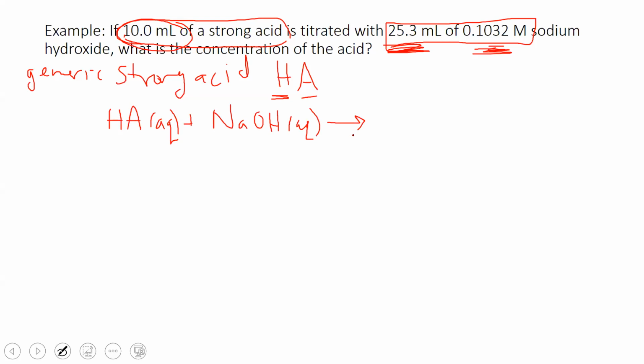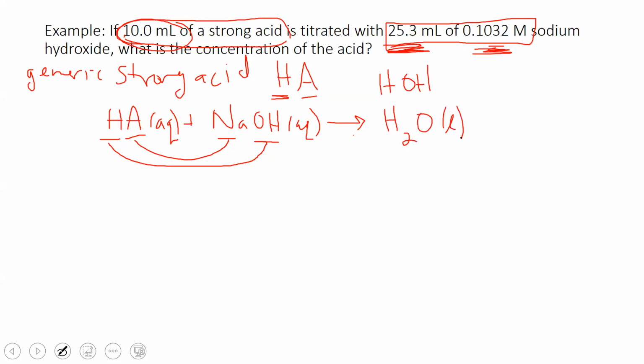It's sort of the same idea as with the precipitation reactions, right? We're essentially swapping cations and anions. If we have the H and the OH, HOH is another way of writing water, right? And that will be a liquid. Because it's an aqueous solution, you don't write aqueous water. It's going to be a liquid because aqueous water would be redundant.